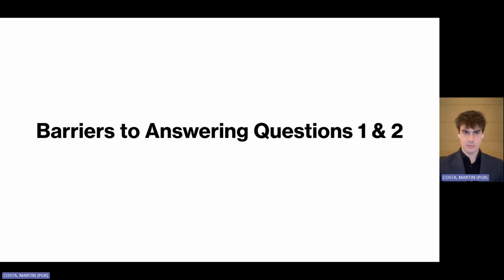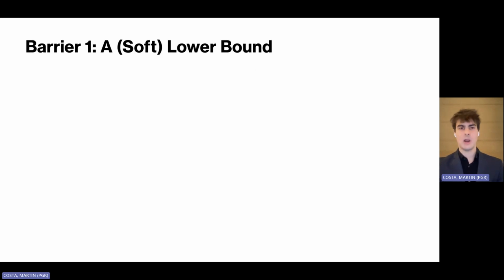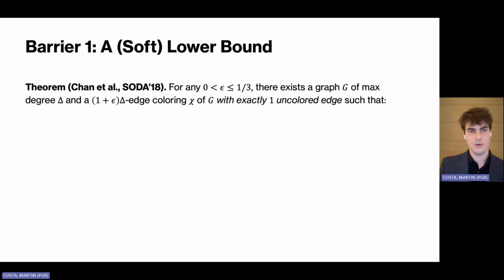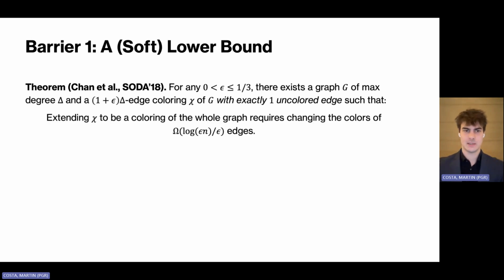So now armed with these 3 results, if we try to tackle this problem of getting constant update time in the dynamic setting, we run into some barriers. The first barrier that we run into is basically this soft lower bound. There was a result by Chan et al. from SODA 2018, which basically says that there exists some graph where you can construct a (1 + epsilon) delta edge coloring of this graph for any sufficiently small epsilon, where if you insert or delete the appropriate edge from this graph, in order to update this coloring to be a coloring of the new graph, you're going to have to modify the colors of at least log n edges, where everywhere here we're just treating epsilon as some constant.